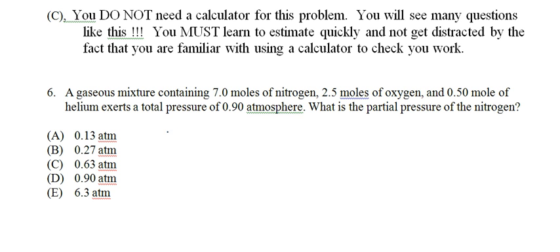So what we need to do is find out how many moles of gas we actually have. So we have 7 moles of nitrogen, 2.5 moles of oxygen, 1/2 mole of helium, which is 10.